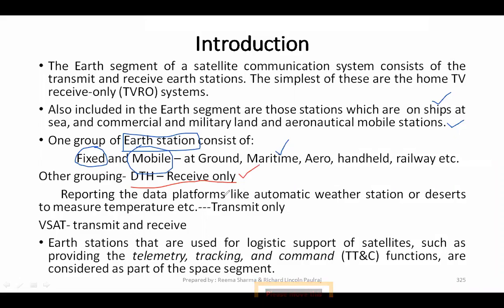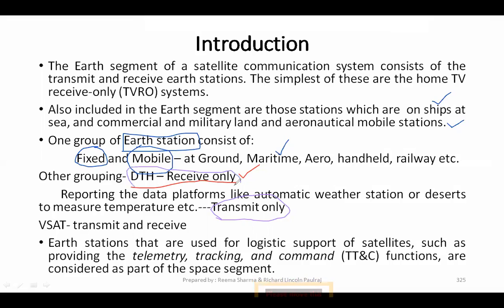Reporting the data platforms like automatic weather stations or deserts to measure temperature, etc. Okay, so this will be only transmit, because they are collecting information and they are sending. We don't have to send any information to these stations. They are collecting and just pushing the details to the satellite. So these are transmit only. And when we are in need of information, then that becomes receive only.